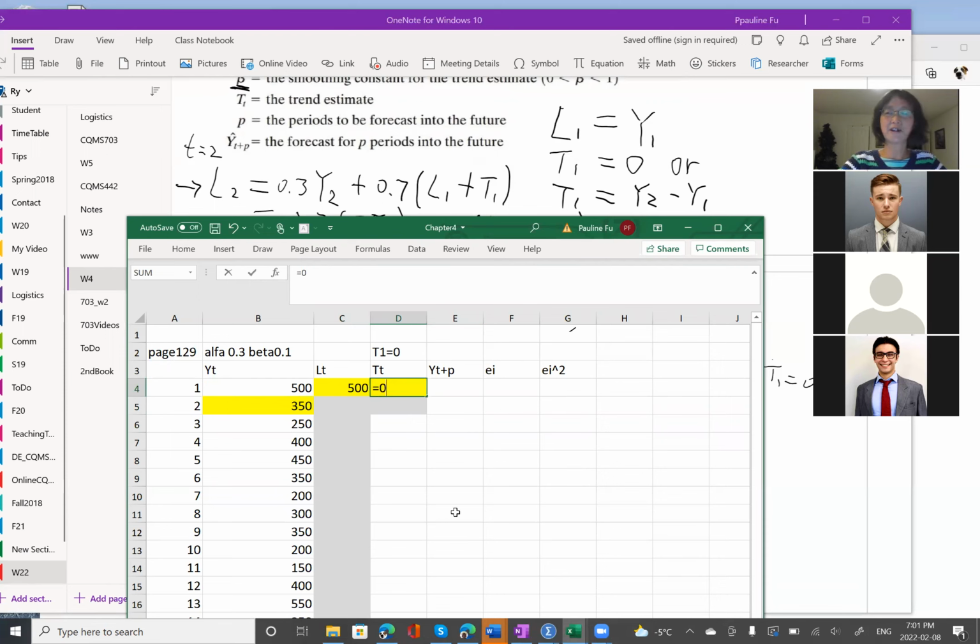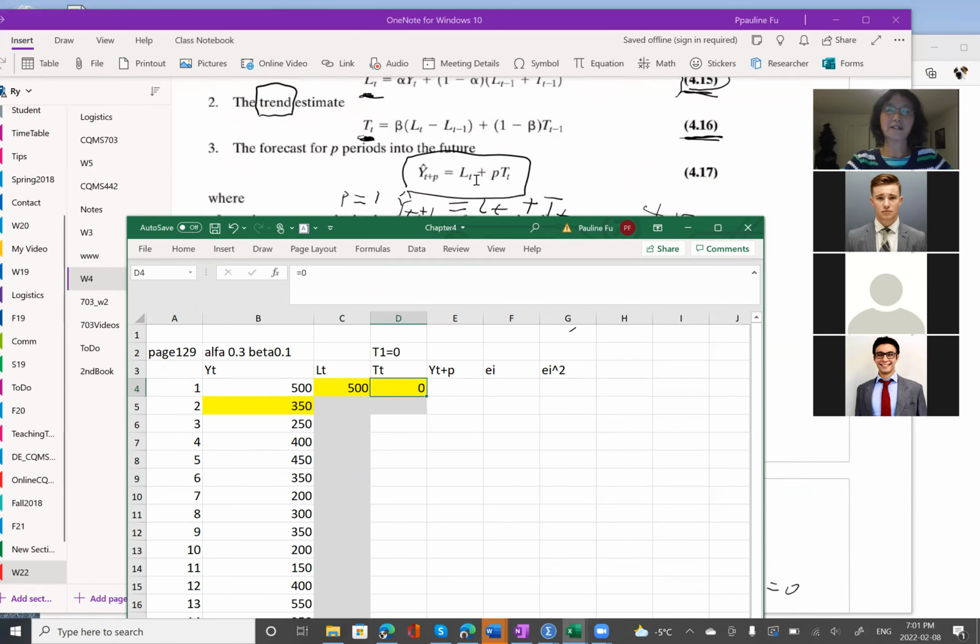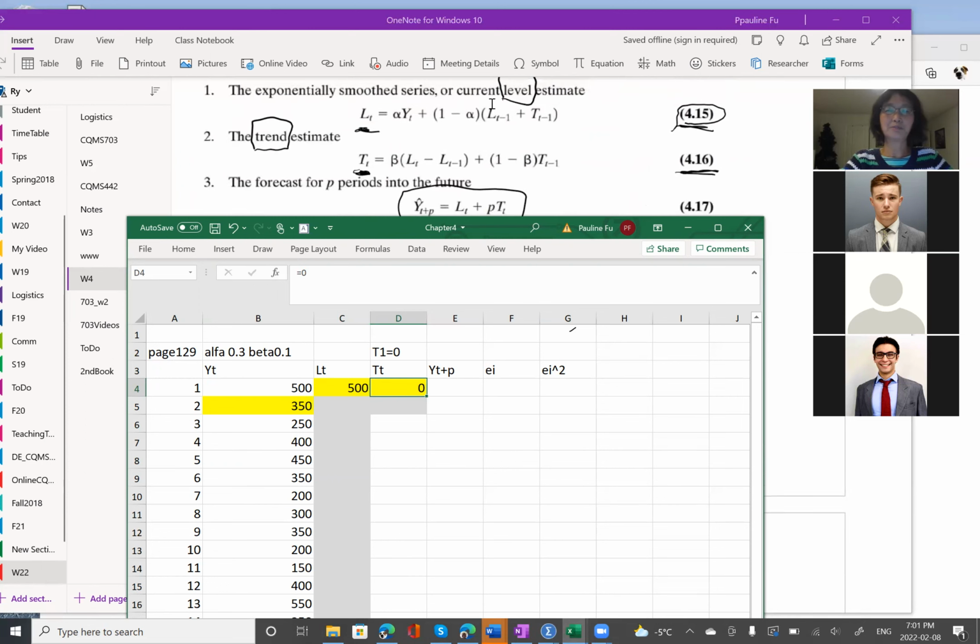Our textbook says 0. Other textbooks use Y2 minus Y1, so T1 equals Y2 minus Y1. That is other textbooks, but I want to follow our textbook. So this one equals 0. No problem about L1, T1. Once you get L1, T1, you use the formula here. The first time you need to base it on this formula, but when you familiarize yourself with the data pattern in Excel, you do not need the formula.